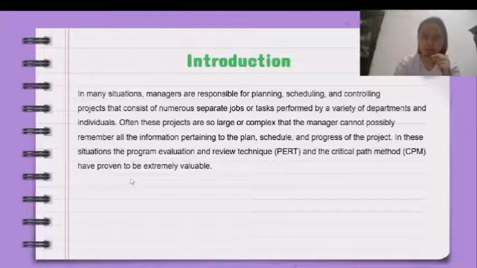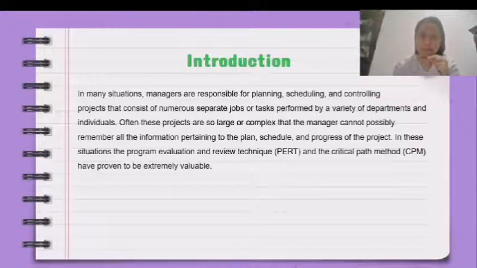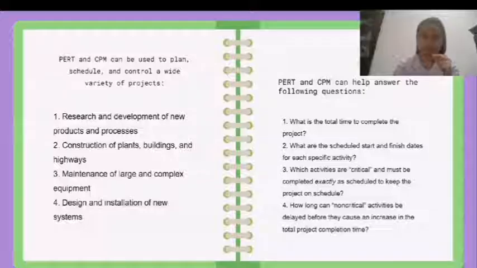be extremely valuable. So it says here that managers in a business, company, or firm are the ones always responsible for planning, scheduling, and controlling each project performed by different departments and individuals. Due to the large number of projects and their complexities, remembering all the necessary information about a certain project's plan, schedule, and progress is hard for the manager. So in this kind of situation, the managers use the PERT and CPM method.